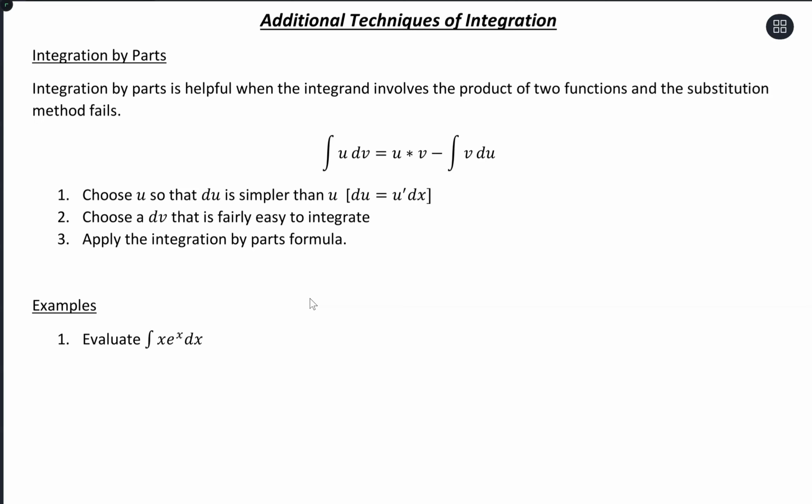Integration by parts is really going to come up in two scenarios. One's where, when you're taking the antiderivative, you have two functions multiplying each other. Another scenario is where it might look like you want to use the substitution method, but when you apply substitution, it fails, kind of like we saw in that one example in the previous videos. When we tried substitution method but ran into some issues, that can be a sign of integration by parts.